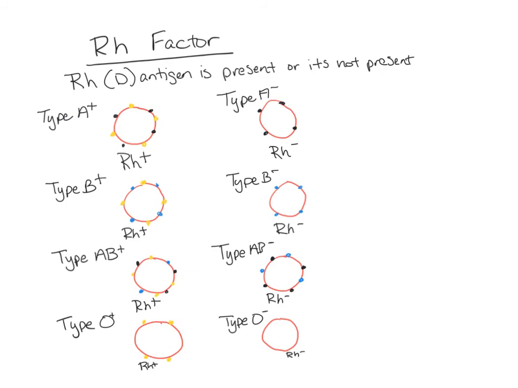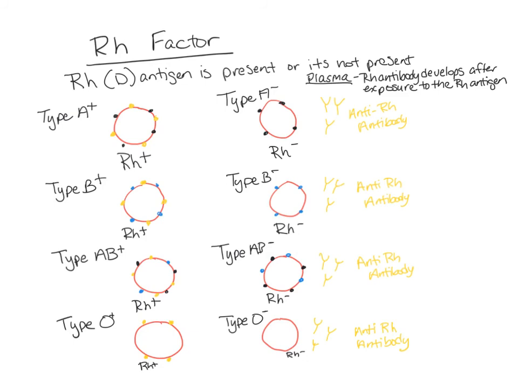A person who is Rh negative and does not have the Rh antigen on the surface of their red blood cells may at some point in their life develop the Rh antibody. These antibodies, though, are developed through exposure to the Rh antigen. A person that is Rh positive will never develop the anti-Rh antibodies in their plasma, because if they did, the antibodies in their own blood would be attacking their own red blood cells.